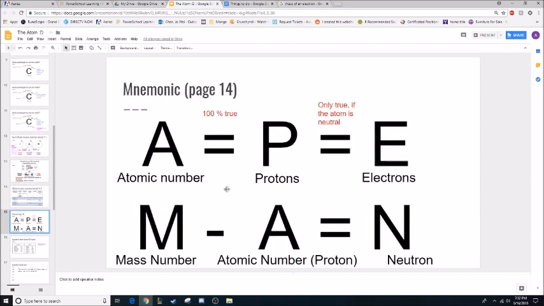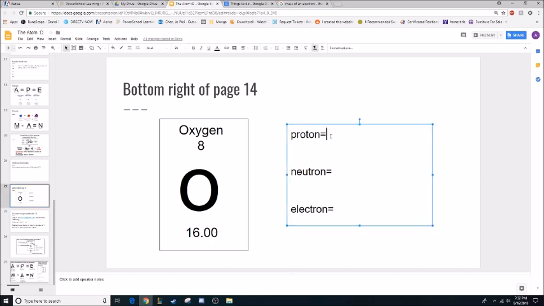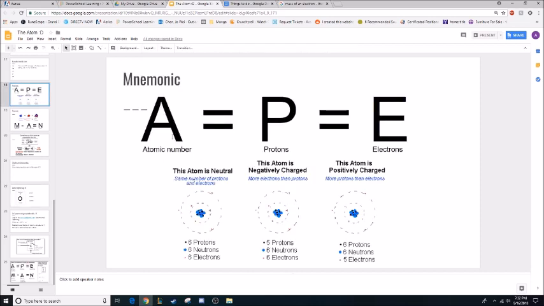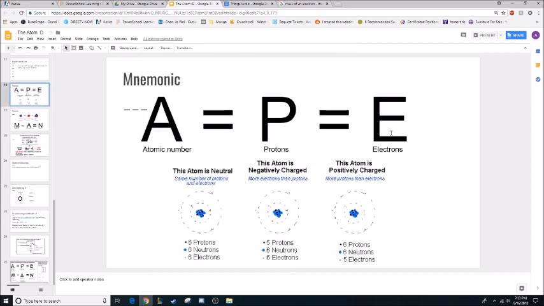Okay, so knowing that, if we have a problem that looks like this, and I need to calculate the number of protons, again, we're going to go back to that APE. And APE says atomic number is equal to the number of protons. So since the atomic number right here is 8, proton is going to be 8. Next, since this does not have a plus or minus sign here, that means the electron is also going to be 8 because my protons should equal my electrons.